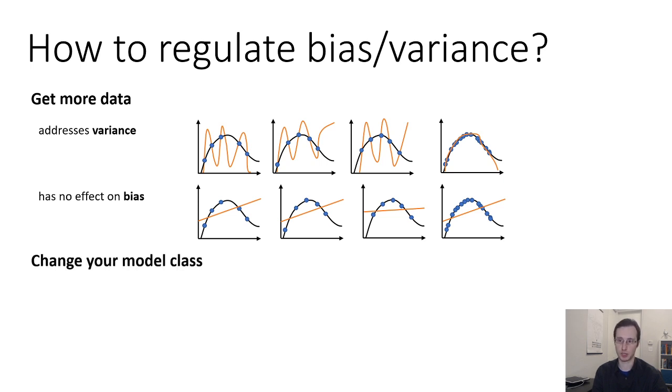You can change your model class. Changing your model class basically means change your program. Maybe you have more values in theta, a larger parameter vector, a more complex program. For example, you can take your 12th degree polynomial and change it to be a linear function. That'll probably reduce variance and increase bias. Right?